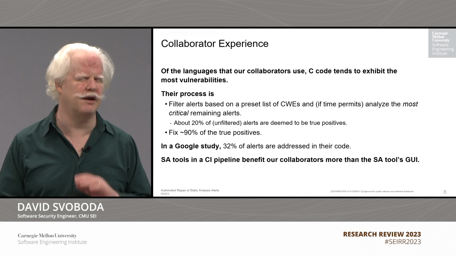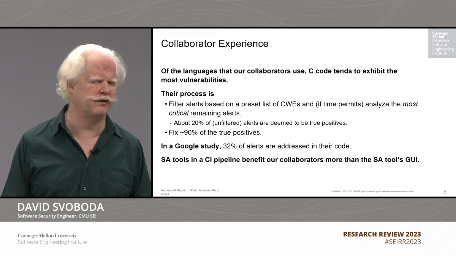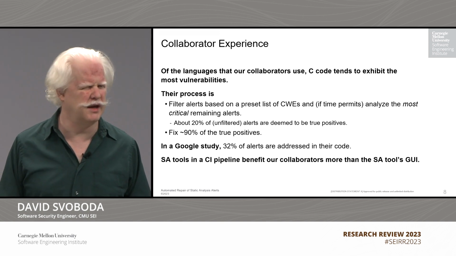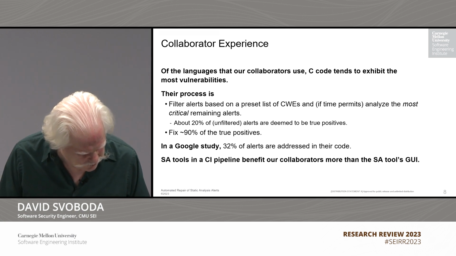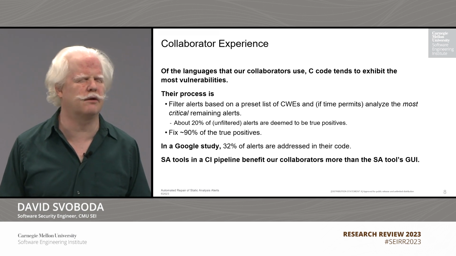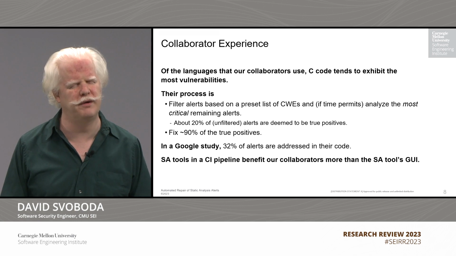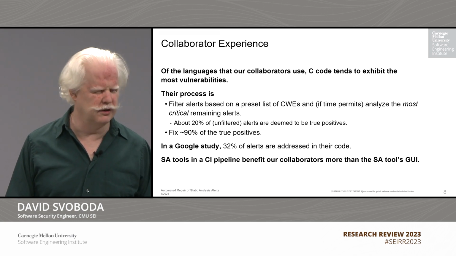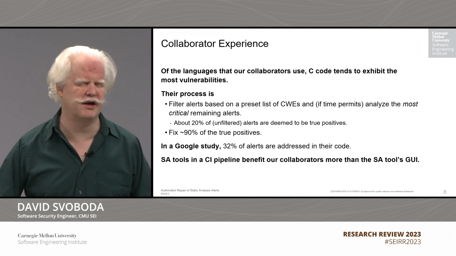They've basically ignored most of the deluge and just focus on critical problems. Consequently, they find that about 20% of the alerts they find are true positives, and they fix 90% of those true positives. So, as you might guess, this was not a surprise to me.